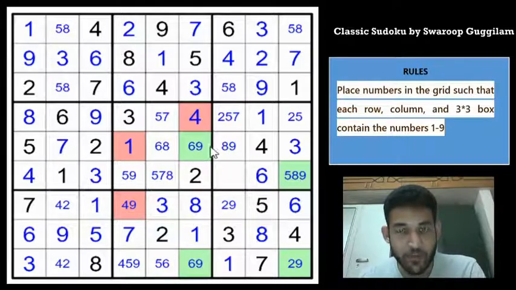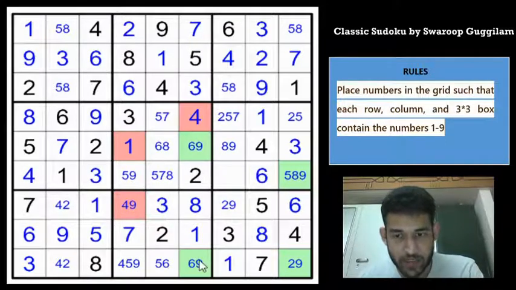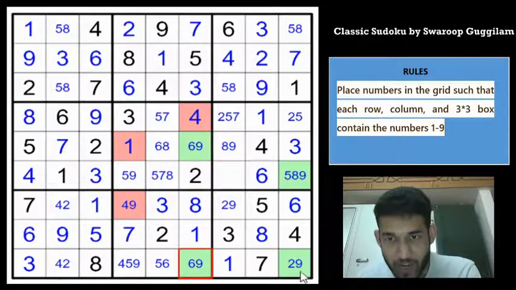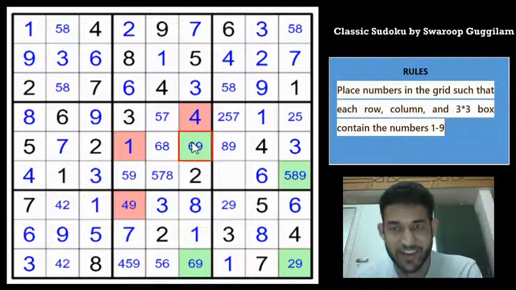Because what happens if one of these cells does not contain a 9? The 9 for the column 6 will go here, right? The 9 for the column 6 will go here. And the 9 for the column 9 will also go here. So which means that 9 must either be here or here.